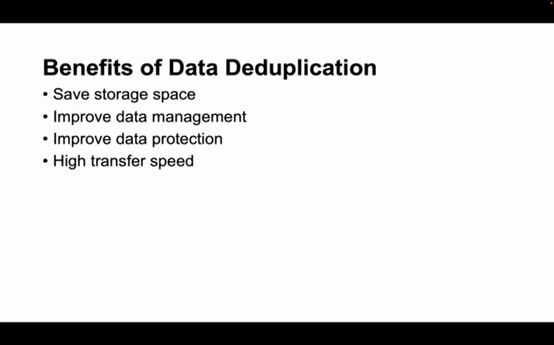Thirdly, data deduplication technology improves data protection. By reducing the amount of data that needs to be backed up, it reduces the backup window and improves recovery times. This ensures that critical data is protected and can be restored quickly in case of disaster or data loss event. Also, data is separated and stored independently, making it hard to reconstruct the original files for an attacker.